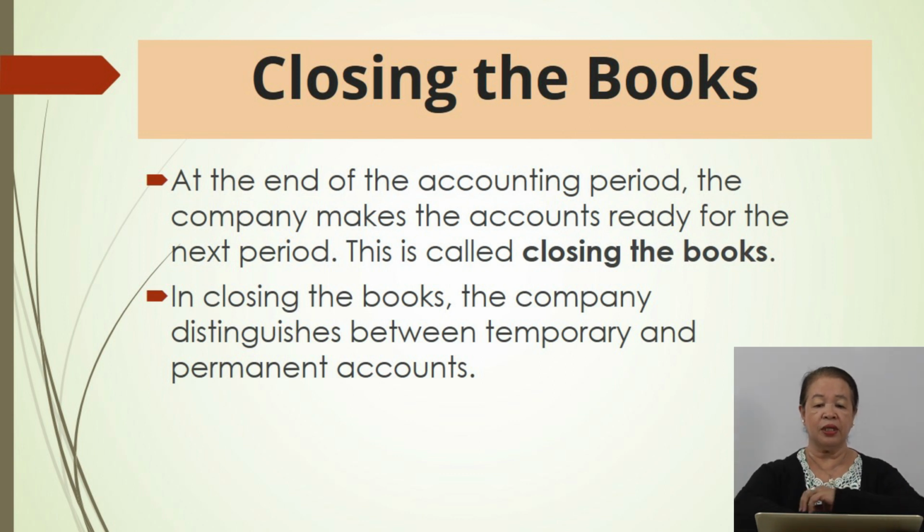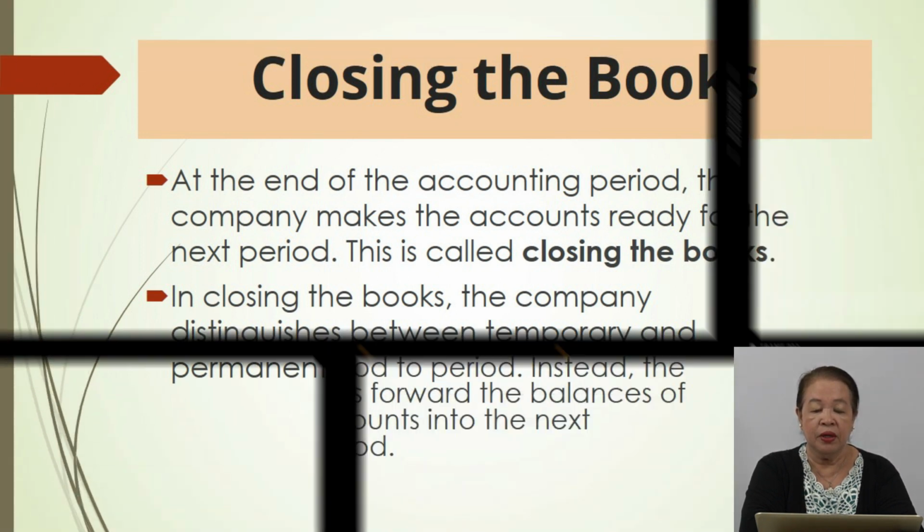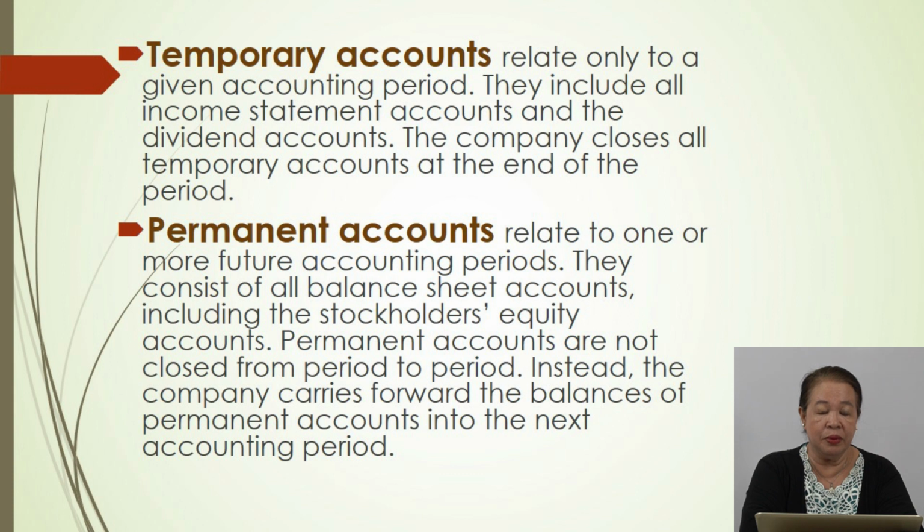So in closing the books, the company distinguishes between temporary and permanent accounts. Kasi i-close na natin yung books, ano ba yung mga accounts na dapat natin i-close? So we have accounts classified as temporary accounts. Ito yung mga account na nandoon sa ating income statement. So, try to picture out, ano ba yung income statement natin? Di ba nandyan yung sales, less cost of sales, pwede siyang raw materials kung manufacturing.